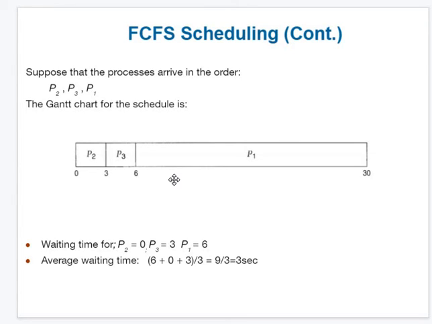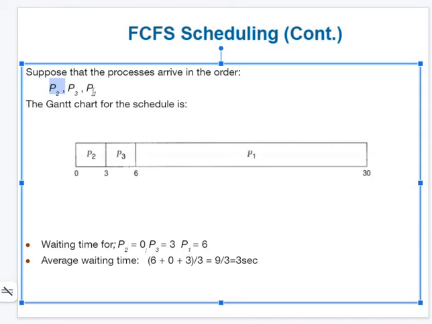So the average waiting time for the process set using the FCFS algorithm, for the processes P1, P2, P3 whose burst times are 24, 3 and 3, using this order, we get an average waiting time of 3 seconds.